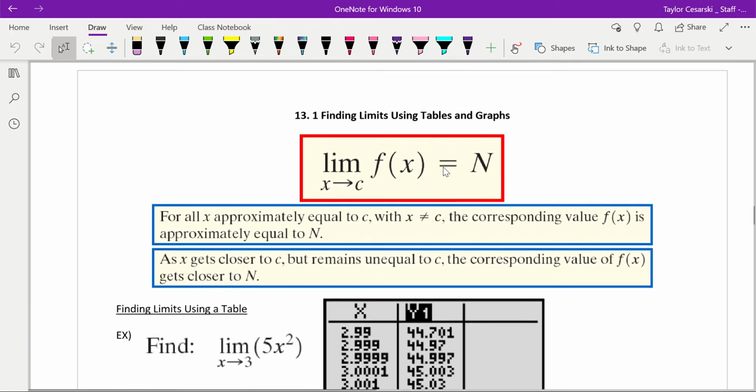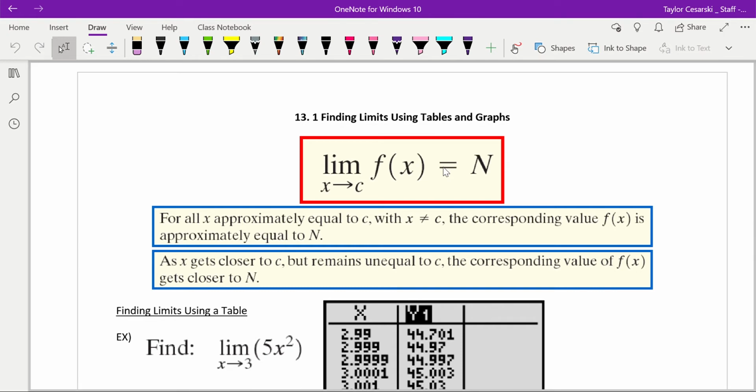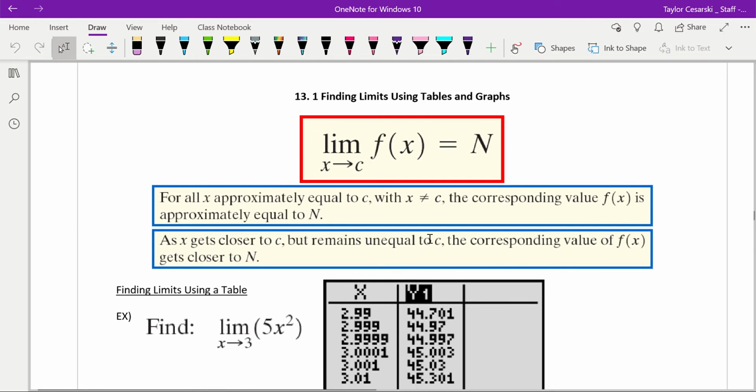Alright, hey guys, this is 13.1, finding limits using tables and graphs. So we're going to talk about what even is a limit, and then looking at them on tables and graphs in this first section.